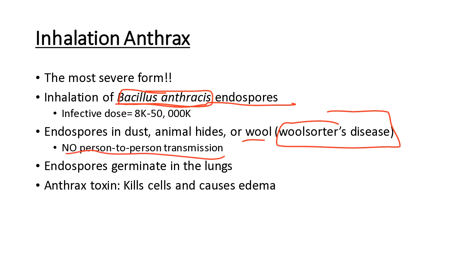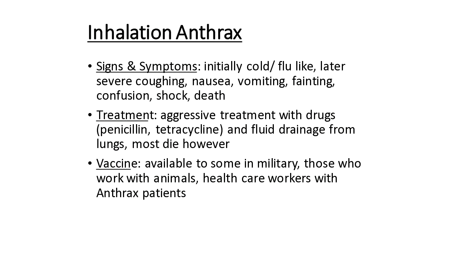The toxin that's made by the bacteria kills a lot of the cells in the lungs and causes very severe edema and shock and even death. In fact, even with aggressive treatment, most people die from this disease. Some of the initial symptoms might resemble the cold or the flu, and later that develops into more severe coughing, nausea, vomiting, and even shock and death. There is a vaccine against this, but we don't distribute it widely. It's mainly given to people in the military who might be at risk for exposure through biochemical weapons or people that work with animals.